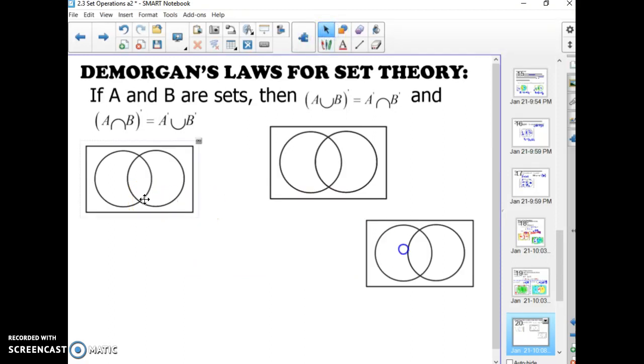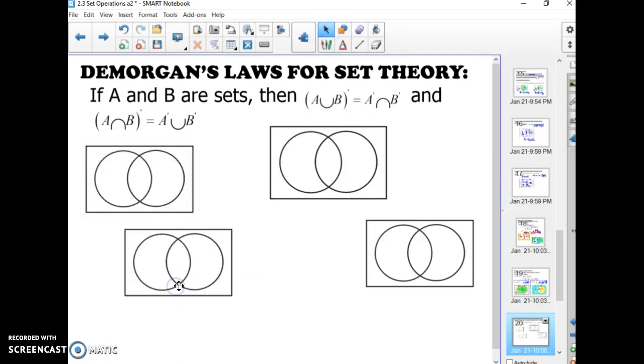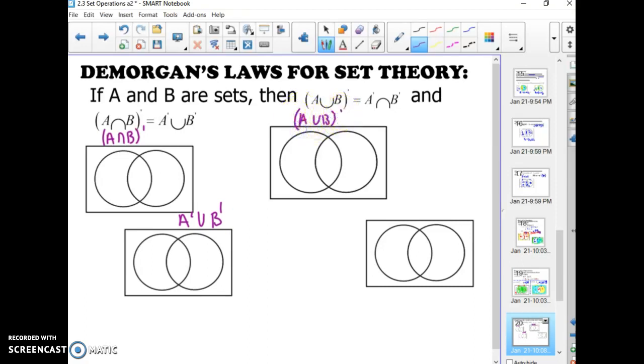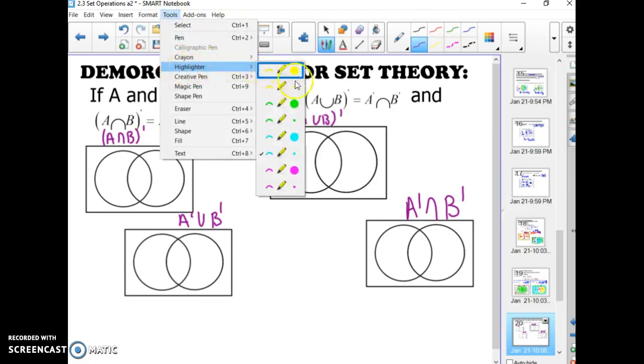Alright guys, so we're back to where stuff is at, and what I wanted to do is set us up so you could see what this means. So I'm going to make this one A intersection B, and that one's going to be the complement. This one's going to be A union B complement. And this one right here is going to be A union B, outside parenthesis complement, and then A complement intersection B complement. So tools, highlighter.